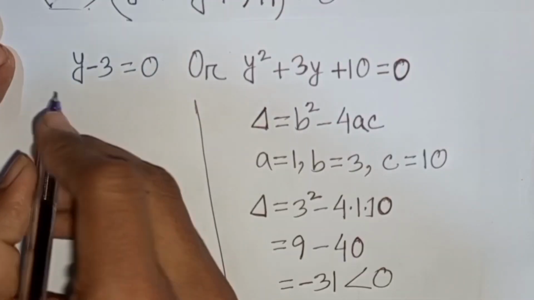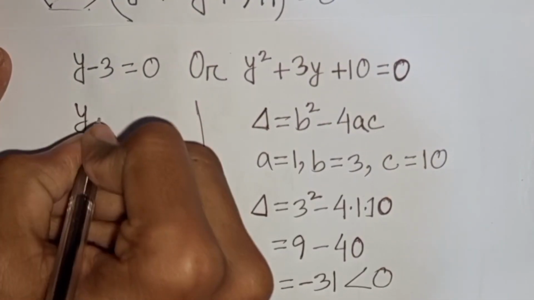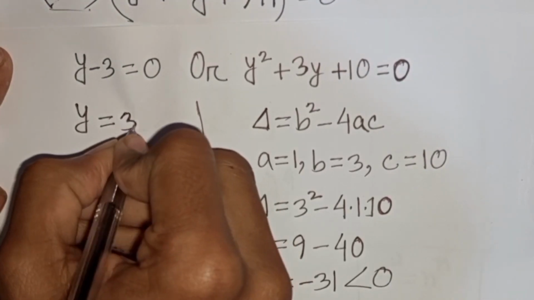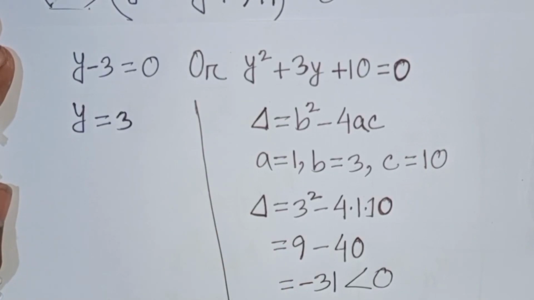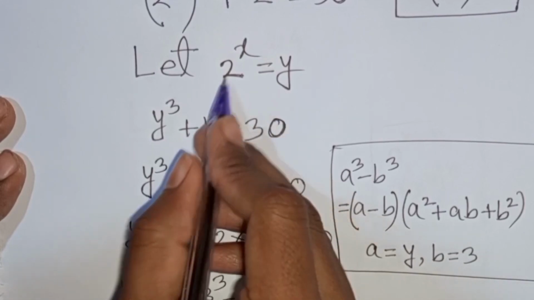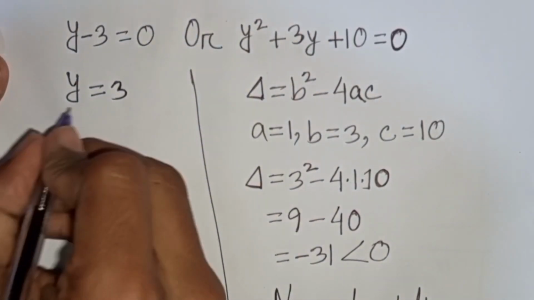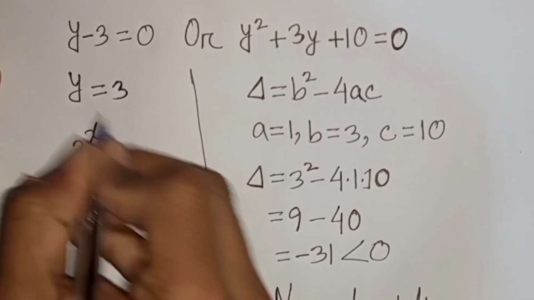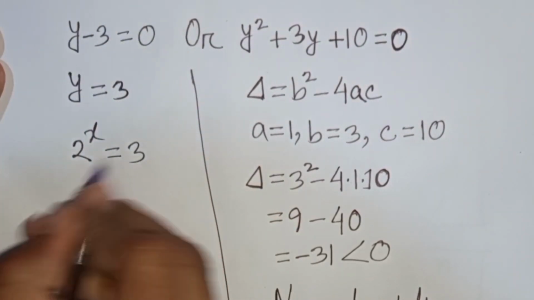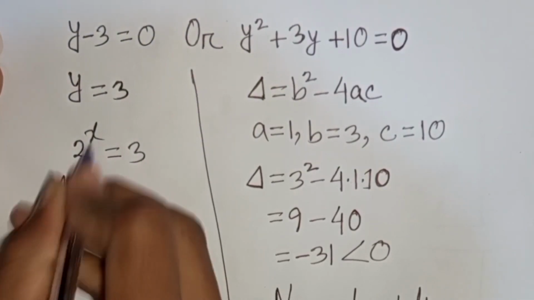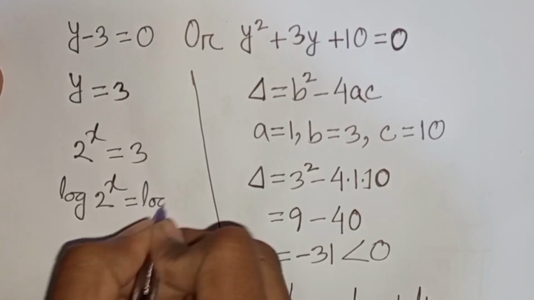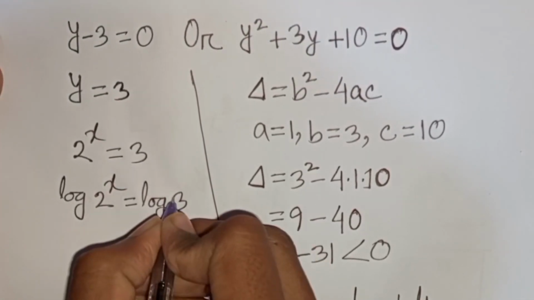Now from here y is equal to this minus 3 taken to the right side, so this will be plus 3. Now we see y is equal to 3, but remember that we let 2 power x be substituted by y. So y, that means 2 power x. So 2 power x is equal to 3. Now we take log on both sides. You can write log of 2 power x is equal to log of 3.